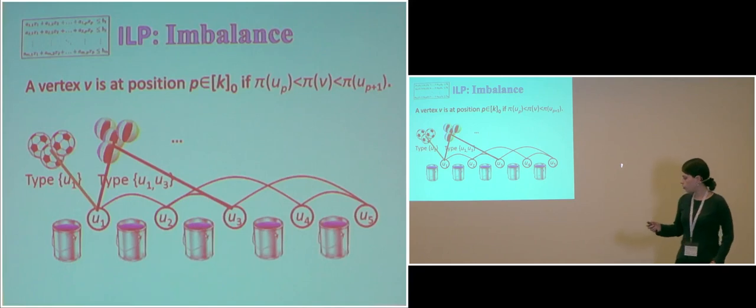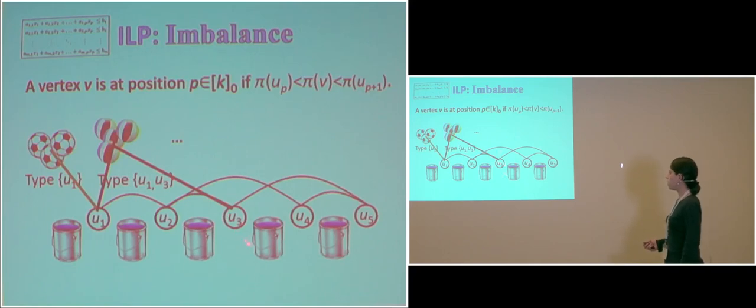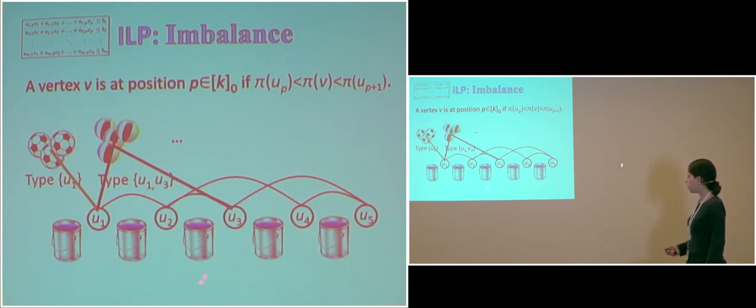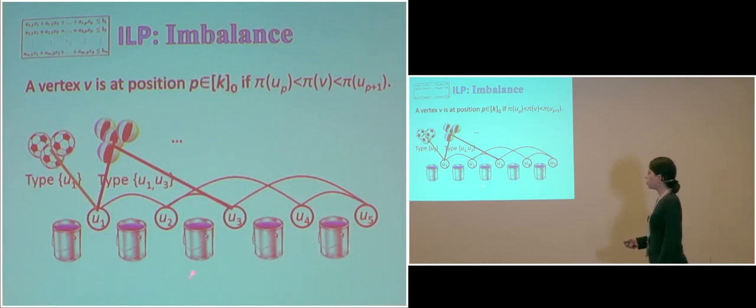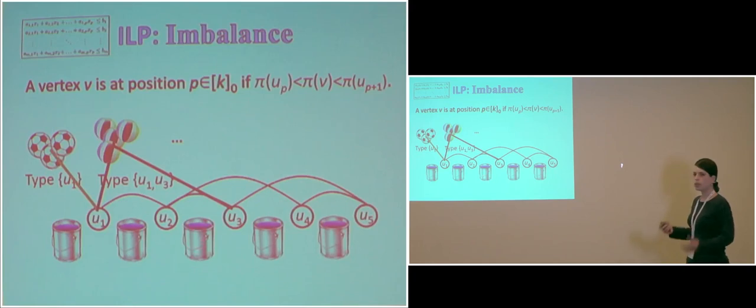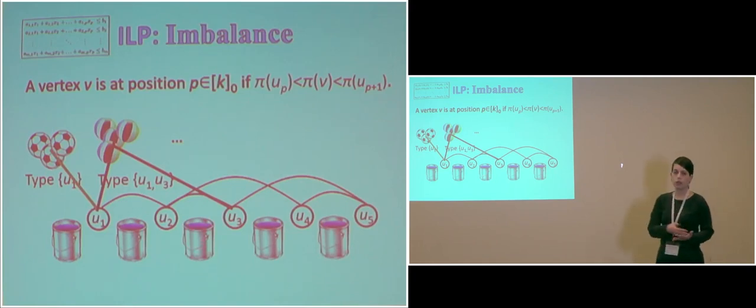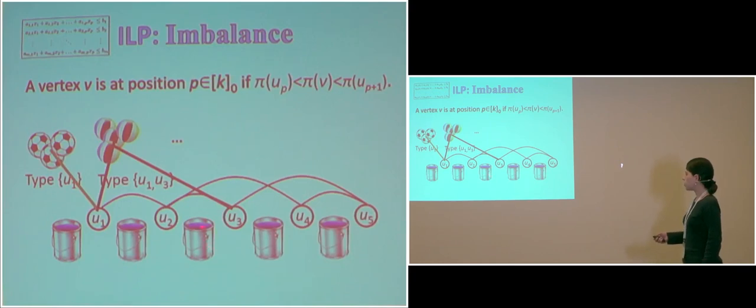Okay? So for example, let's look at some vertex UI. What do we care about when we think about the imbalance in UI? Just which of its neighbors are before it and which are after it. We don't care what the internal order of vertices is that we place in this bucket or in this bucket. When we look at the vertex that we are going to place in this bucket, it only cares about which neighbors it has to the left of it and which neighbors it has to the right of it. So it just cares about which bucket it is in.